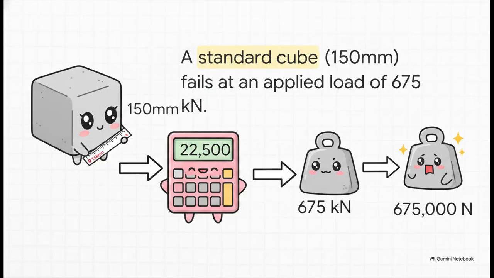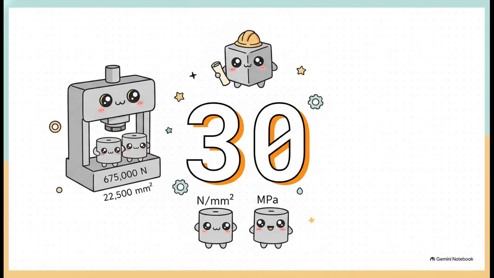Let's walk through a quick example together. Imagine a standard 150 millimeter cube fails at a maximum applied load of 675 kilonewtons. First, we find the area. 150 times 150 gives us 22,500 square millimeters. Next, we convert the load. 675 kilonewtons becomes exactly 675,000 newtons. Divide 675,000 newtons by 22,500 square millimeters, and boom, you get exactly 30 newtons per square millimeter. And since 1 newton per square millimeter is perfectly equal to 1 megapascal, our compressive strength is exactly 30 megapascals. It's really that straightforward when you follow the steps.